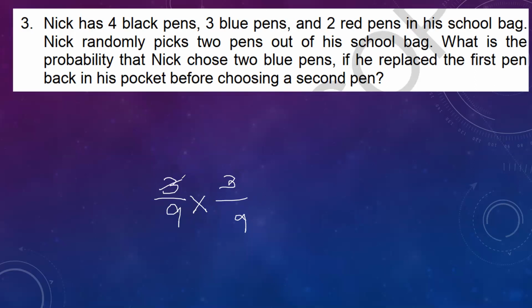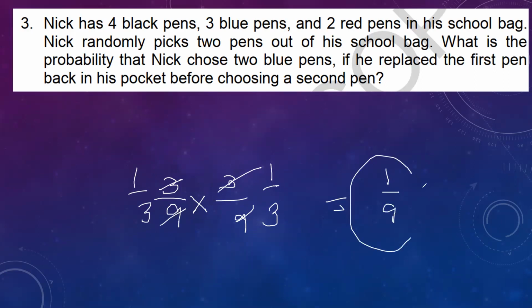So, this can be both lowest term as 1/3 and 1/3. So, 1 times 1 is 1. 3 times 3 is 9. So the probability na makukuha niya ay blue pen, then another blue pen, after kinuha at pinaltan at kumuha ulit, ang tamang sagot ay 1 over 9. Clear po?